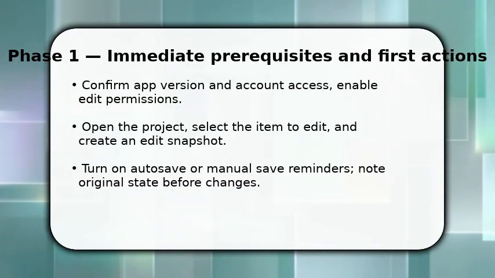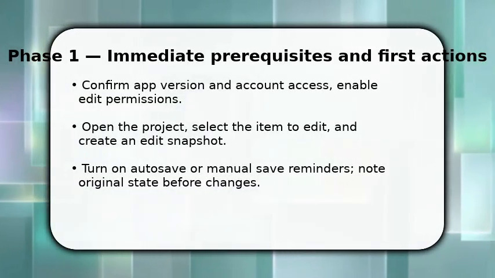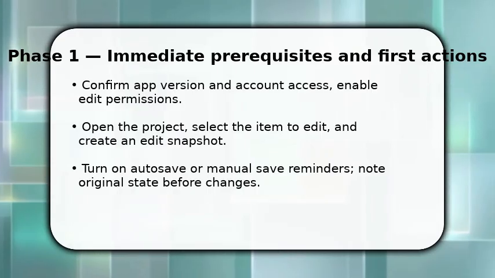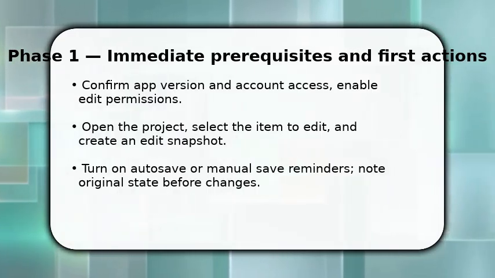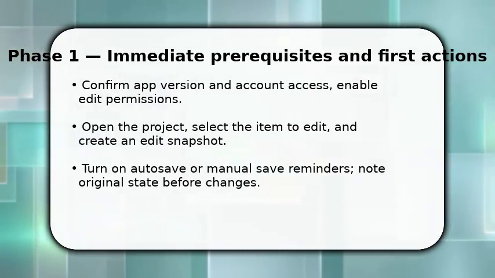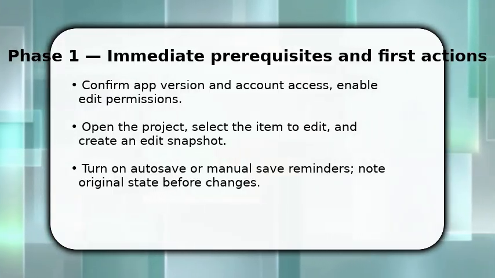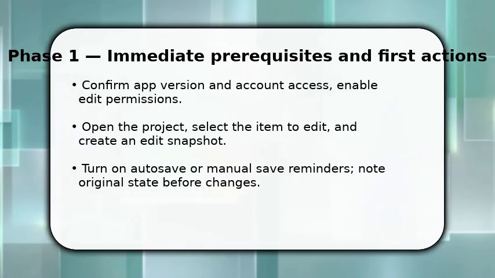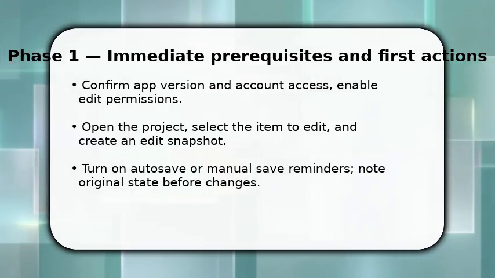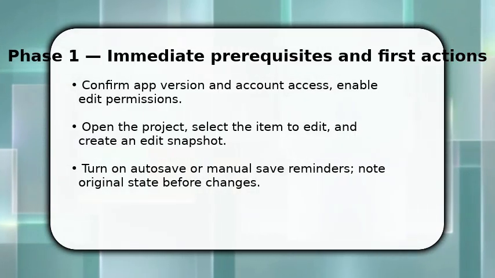You begin by confirming you have the right app version and edit permissions, because changes depend on access. Once done, open the project and select the item you intend to change. Create an edit snapshot so you can revert. Make sure autosave is enabled or set manual save reminders. This prevents data loss during iterative edits.